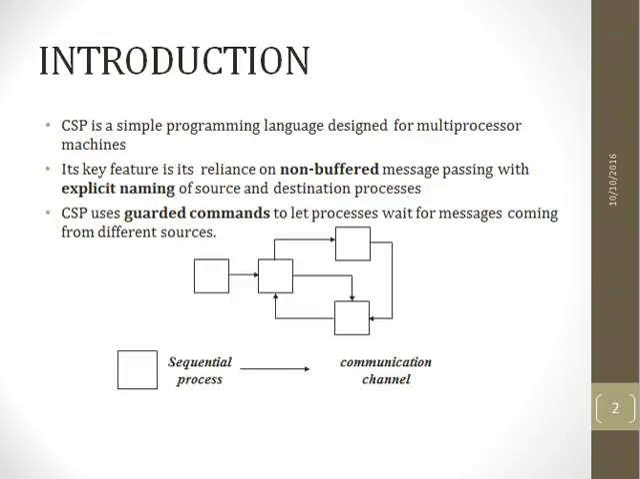Today we are going to discuss communicating sequential processes. Communicating sequential processes is a formal language which is used to sequence processes of multiprocessor machines. The key features include non-buffered message passing, like there is no buffer included, and explicit naming. Explicit naming is like using source and destination names while message passing. And CSP uses guarded commands. Guarded commands we'll discuss later.